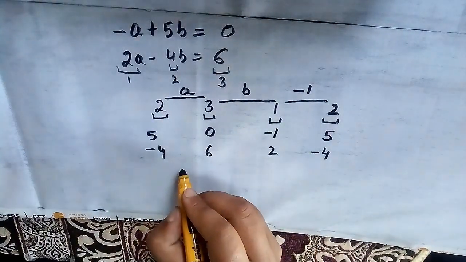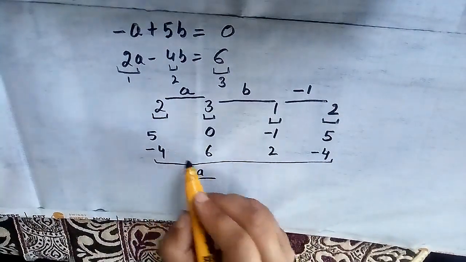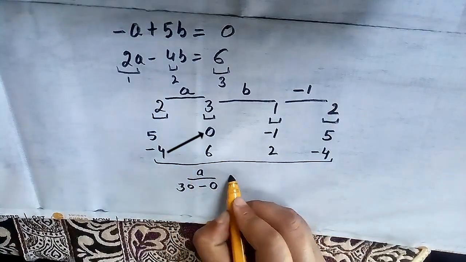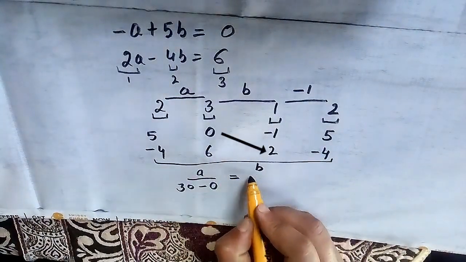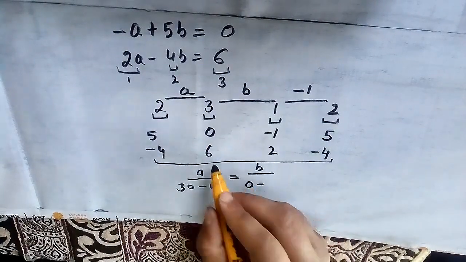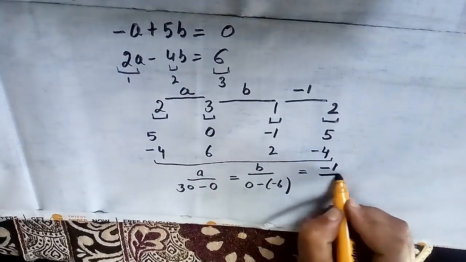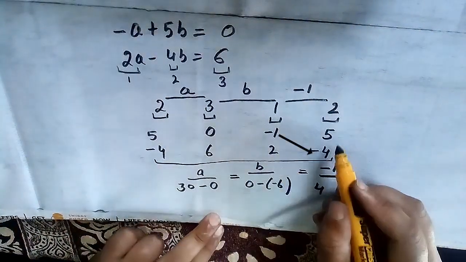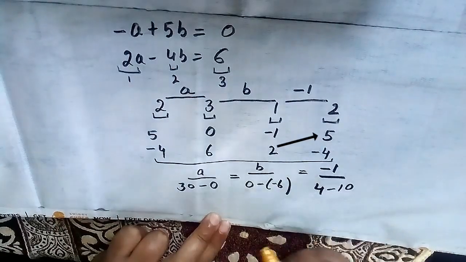Now cross multiply. a upon 5 times 6 is 30, and minus 4 into 0 is 0, so 30 minus 0. b upon 0 times 2 is 0 minus 6 times 1 is minus 6, equals minus 1 upon minus 1 into minus 4, it will be 4, and 2 5s are 10, so 4 minus 10.